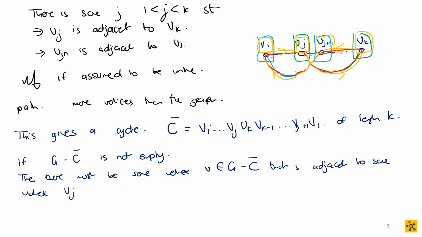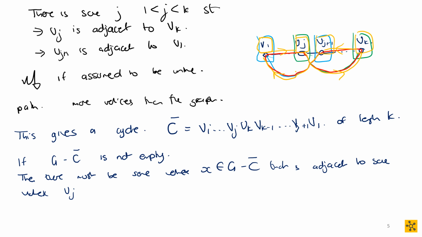I'm just going to rename this. Let's call it X for a second. So there's some vertex X which exists in the graph but does not exist in the cycle. But we know, based on the fact that every single vertex has a degree greater than or equal to n over 2, there must be some vertex in that cycle which is adjacent to it. And if that's the case, we could have made our path longer.